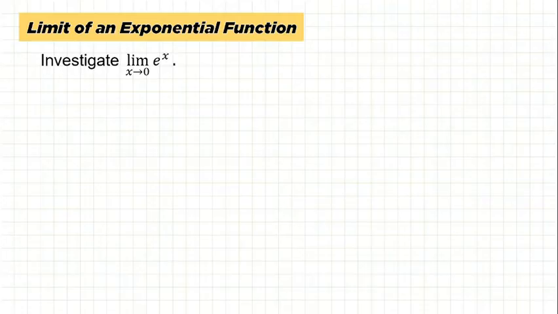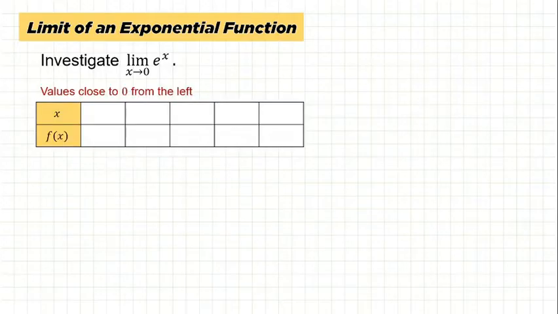Investigate the limit of e to the x. We have the function e to the x, the natural exponential function, as x approaches 0. We have discussed in our previous lessons that we can investigate the limit, or the behavior of the function, through a table of values and the graph of the function. So in this case, let us look at the behavior of the function as x approaches 0 through a table of values. We will investigate the table of values for values close to 0 from the left and from the right.